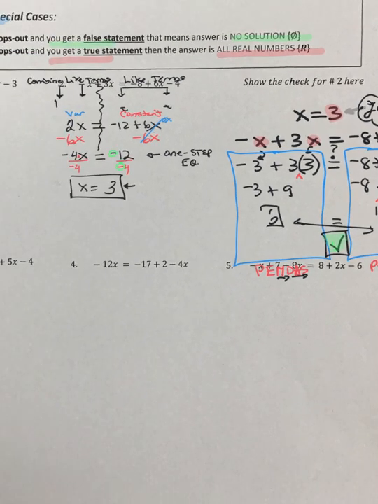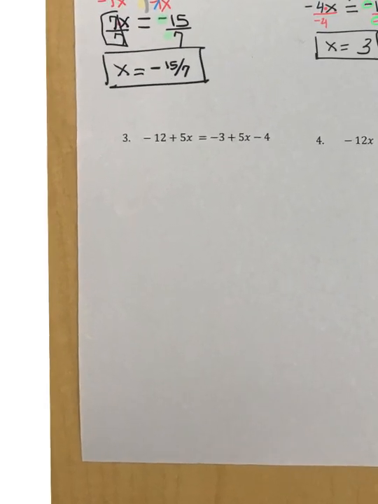Now let's do number 3. So remember, the first thing is if it helps you to draw a line through here, that's fine. You don't have to. And the first thing is to combine like terms. On the left-hand side, I have a constant and a variable. Those are not like each other. So there are no like terms on the left-hand side.